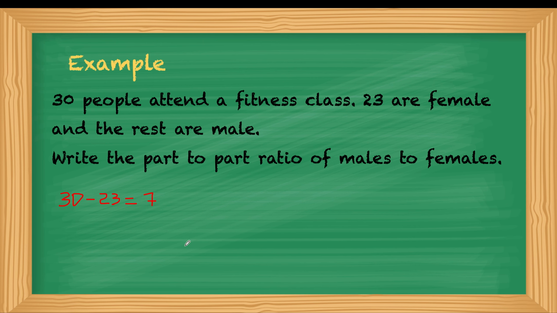Now, for us to write the ratio of males to females, the males will be listed first. So our ratio would be 7 to 23. Now, let me ask, are there any factors that they have in common that we can use to simplify it? No. So therefore, our ratio would be 7 to 23, or 7 over 23.